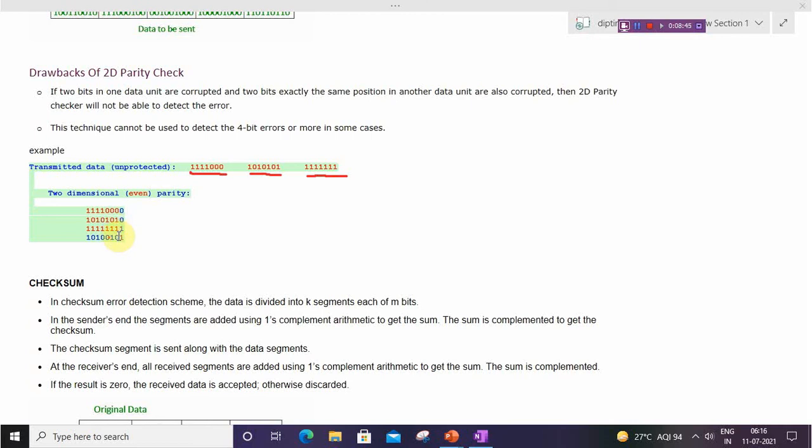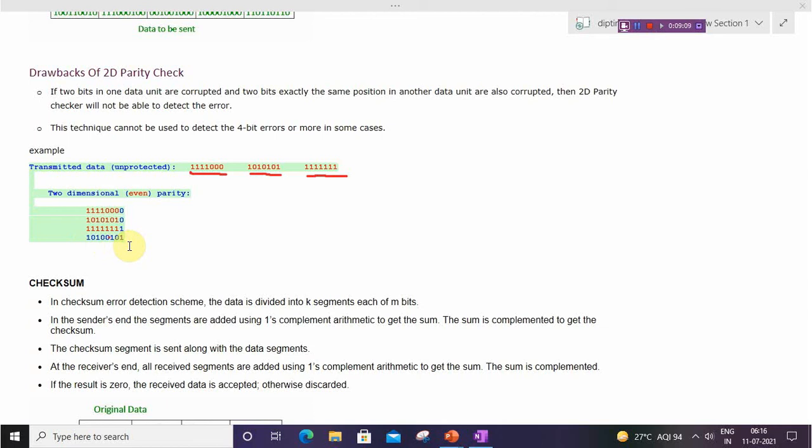In the sixth there is a single 1, so the parity bit will be 1. Okay. In the seventh column there are 2 ones, so the parity bit will be 0. And in the last there is a single 1, so the parity bit will be 1. This means that along with the data units, the parity bit data unit is also transmitted to the receiver.